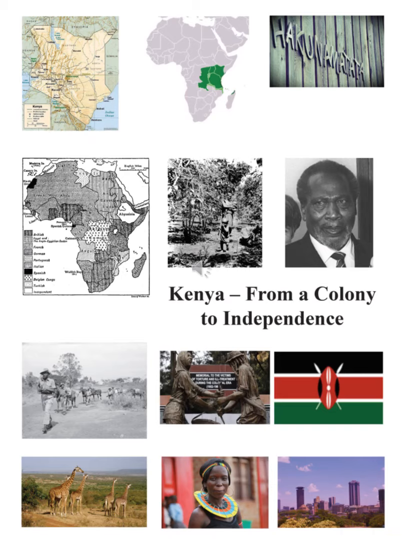Hello, I'm going to talk about Kenya, a British colony, and how it became independent. Here is Kenya on a map of Africa. Kenya is part of the Greater East Africa region. You can see the Indian Ocean and the countries bordering Kenya on the map on the top left.